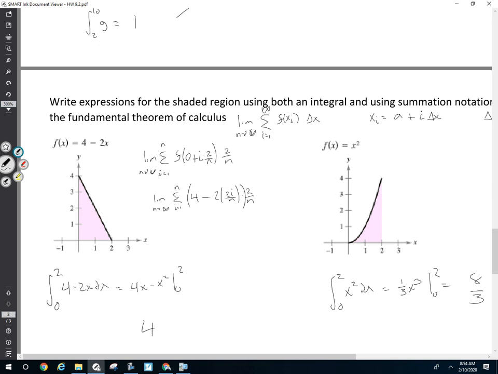And you can simplify that further. They probably would want you to do that. 8 over n minus 8i over n. So 8 minus 8i over n.